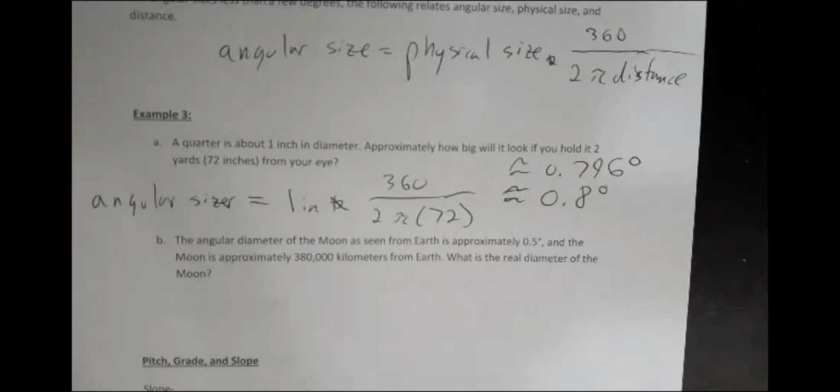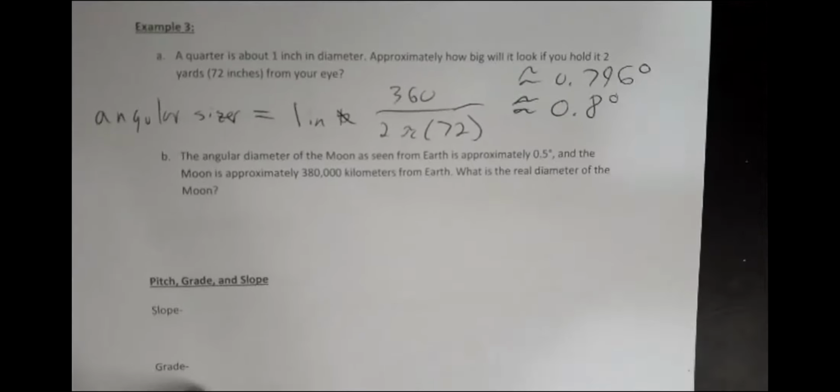So this, I don't think, is probably the more interesting problem. I think part B is a little more interesting. The angular diameter of the moon as seen from Earth is approximately 0.5 degrees. And the moon is approximately 380,000 kilometers from Earth. What is the real diameter of the moon? So we can use it sort of like this to find out the actual physical size of objects far away.